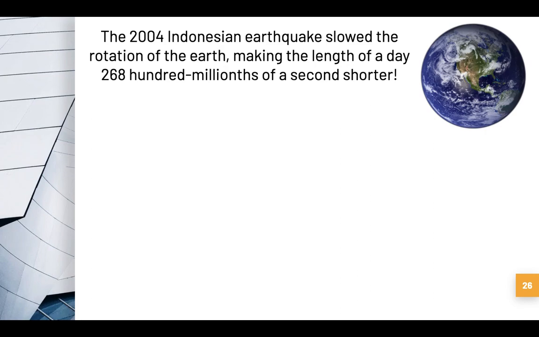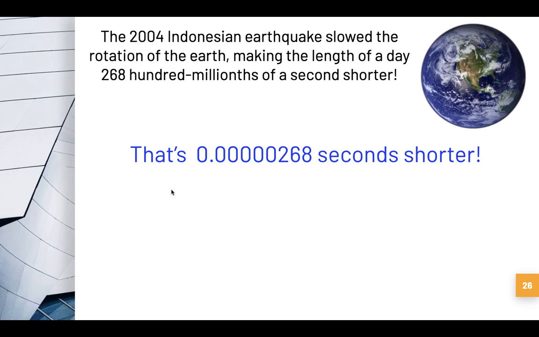So here's some examples. The 2004 Indonesian earthquake slowed the rotation of the Earth, making the length of the day 268 hundred millionths of a second shorter. So what would that look like? 268 hundred millionths of a second shorter. This is what it would look like in standard notation. Well, let's translate that into scientific notation.